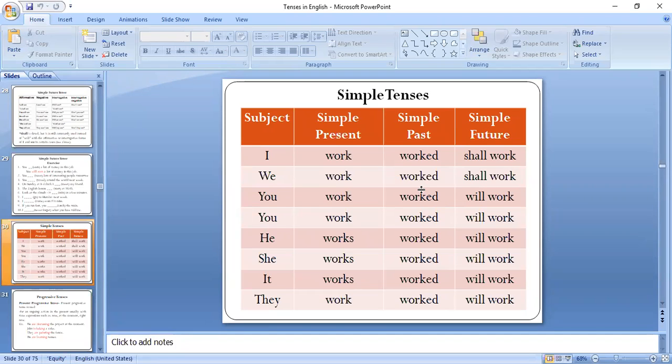Okay, so this is about the simple tenses that we have discussed.